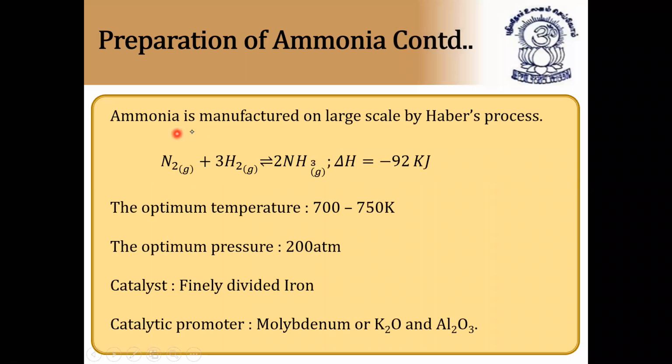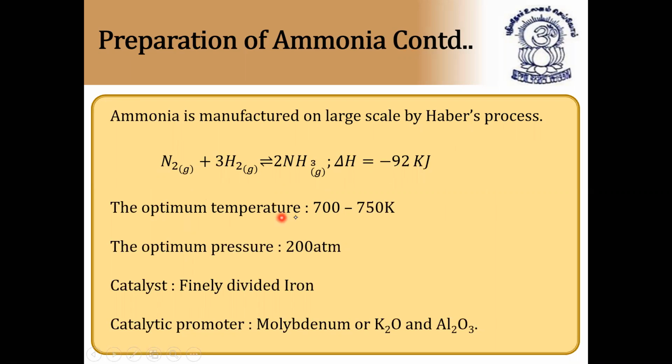Next, preparation of ammonia. Ammonia is manufactured on a large scale by Haber's process. They'll ask what is the catalyst, what is the promoter, what are the temperatures, and what are the pressures. So these four topics are very important. Nitrogen combines with hydrogen and forms ammonia. It is an exothermic reaction, delta H is equal to minus 92 kilojoules.